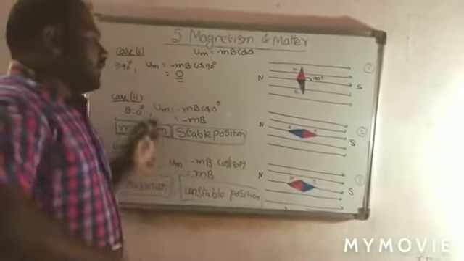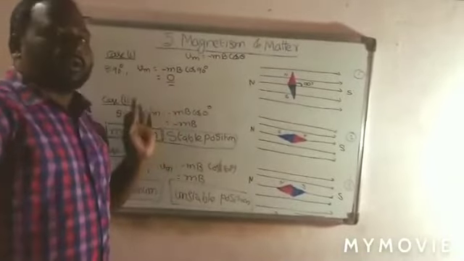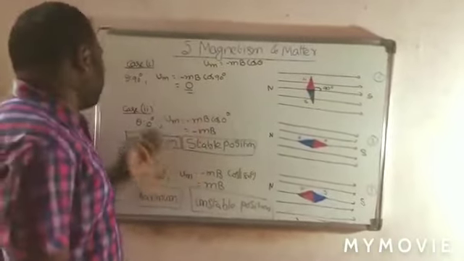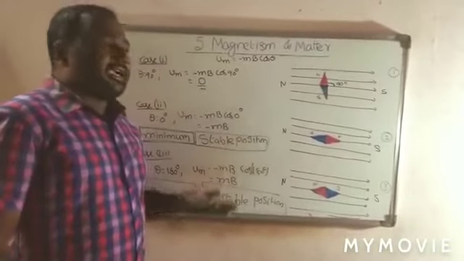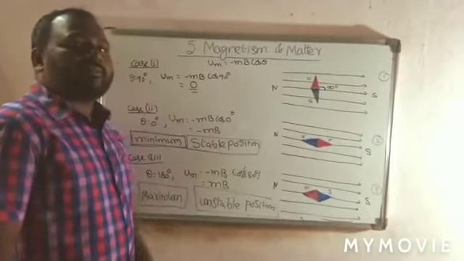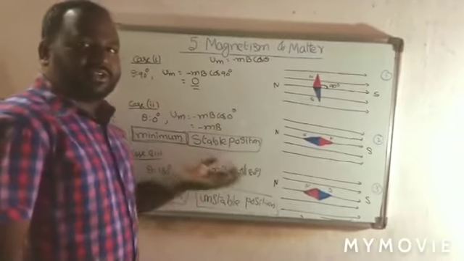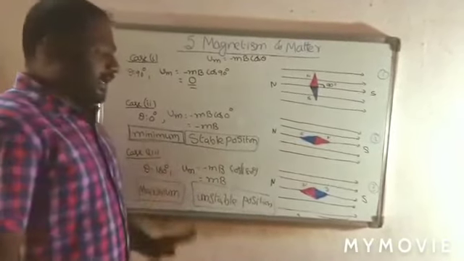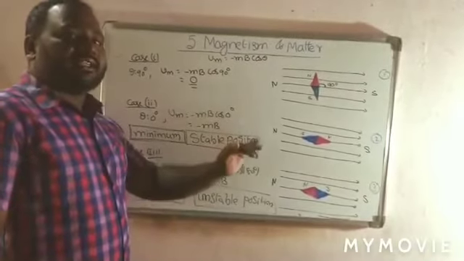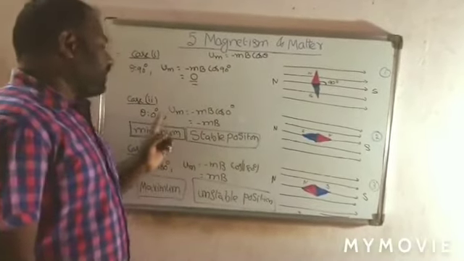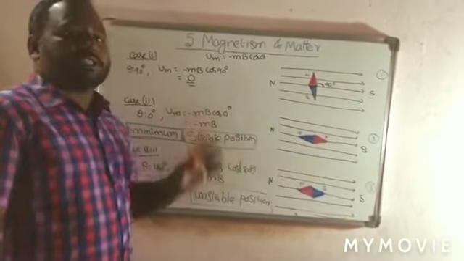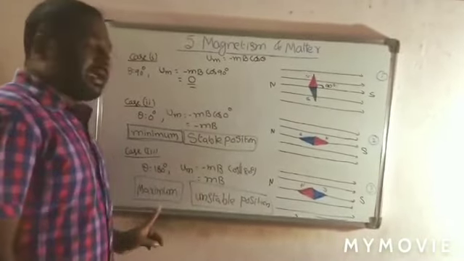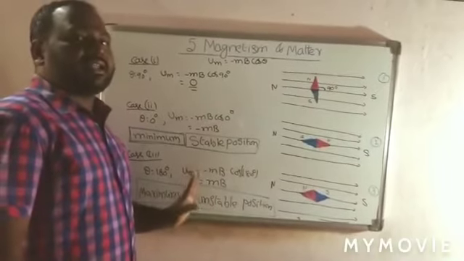Okay, so now they are going to ask one more question: what is the most stable position of the magnetic dipole? The most stable position of a magnetic dipole is theta equal to 0 degrees. Most unstable position is theta equal to 180 degrees. Potential energy is minimum when theta equal to 0, the stable position. Theta equal to 180 degrees, the potential energy is maximum, but that is the most unstable position.